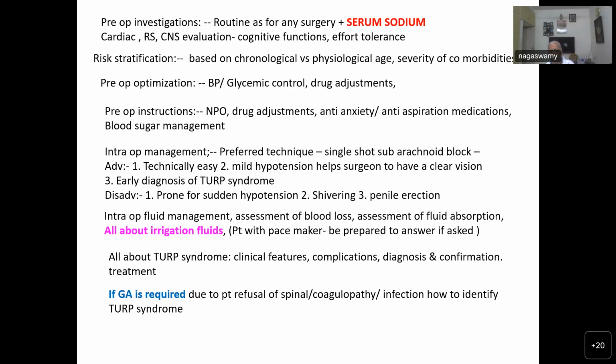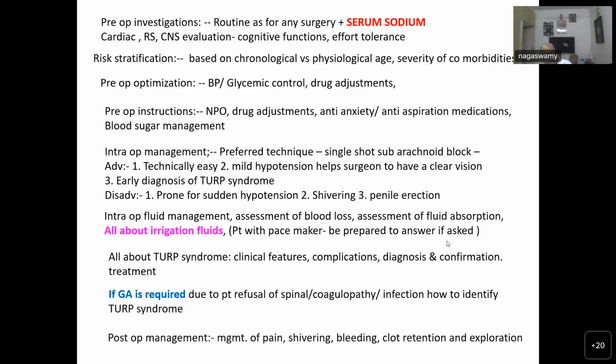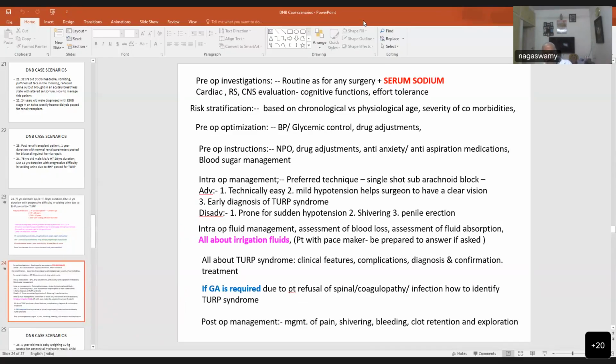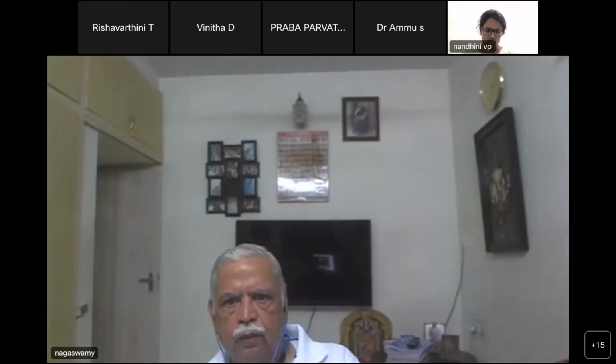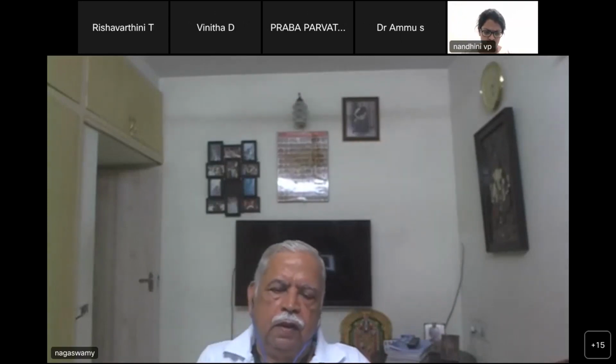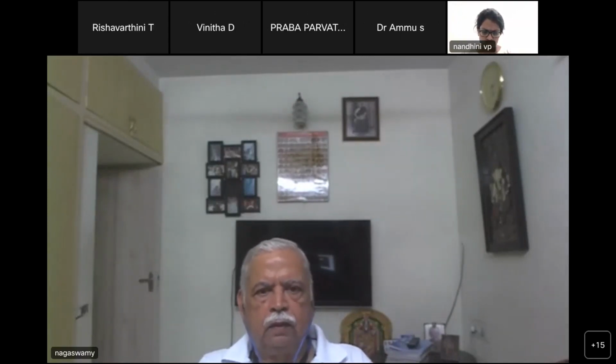So under GA, how do you identify TURP syndrome is the common question the examiners ask you. So post-op management: management of pain, shivering, bleeding, clot retention, and sometimes they may need to re-explore if there is a bleeding. Okay, so these are all the problems that you have to keep in mind. And if you know these points, I think fairly you can manage most of the questions for a short case, right?